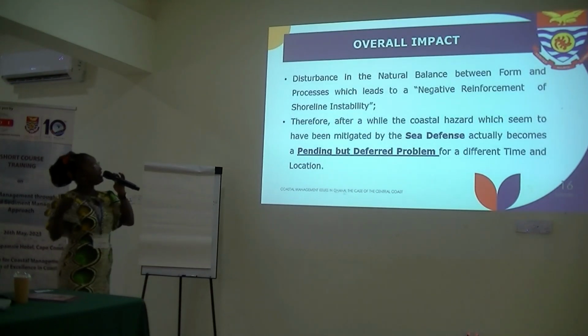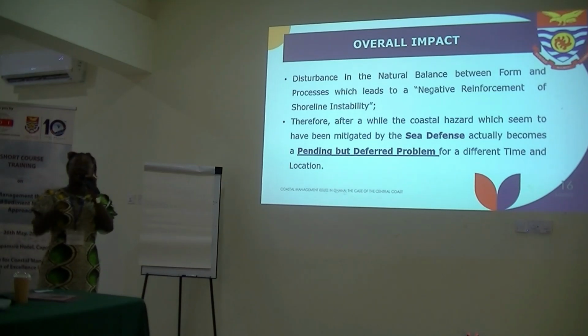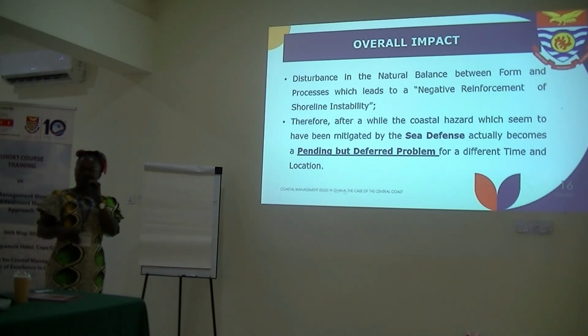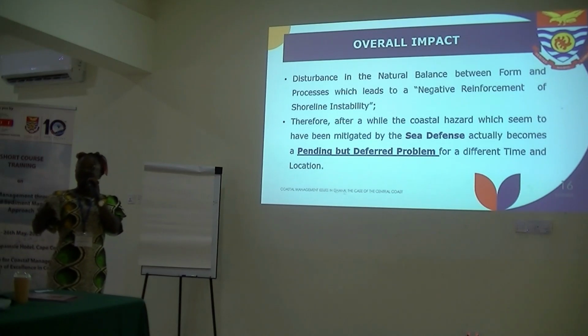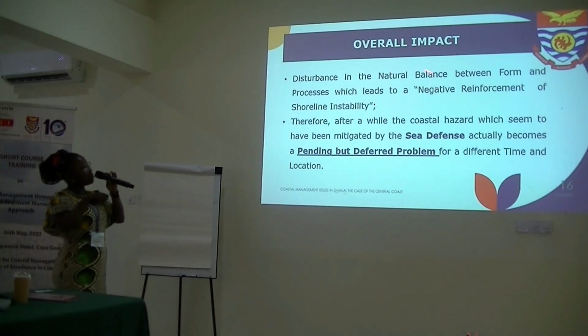We say that the overall impact is that all these issues occurring are human or man-made. So this is the era that geomorphologists talk about, the Anthropocene, where humans have become the center of change in the environment. But we are also the same people who are preaching sustainability. And so what is sustainability? In this era, many humans are modifying the environment so much that it does not even sustain them. Now we realize that there is a disturbance in the natural balance between the form and processes, which leads to a negative reinforcement of shoreline instability.